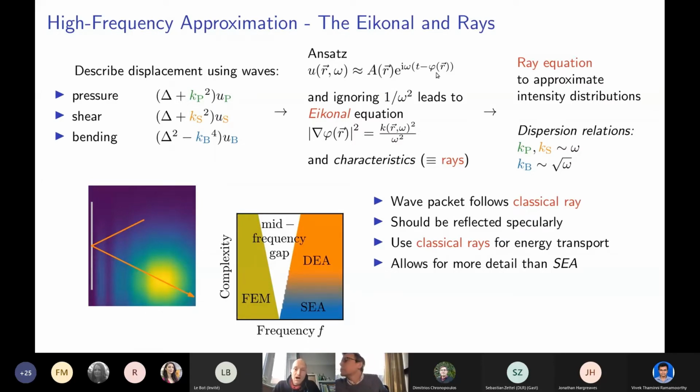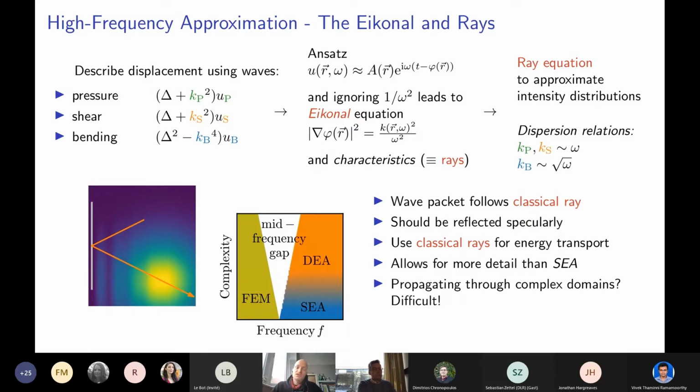Because we are neglecting all phase information, there won't be any effects grounded in diffraction or resonant behavior in DEA. Okay, having said all this, we are now facing the problem of how to actually apply ray equations and ray transport in complicated domains, as for example this car body I showed you earlier. So how can we propagate rays through complex domains?